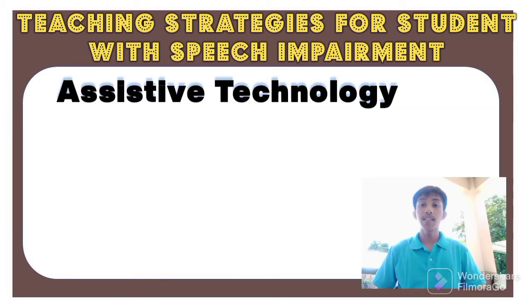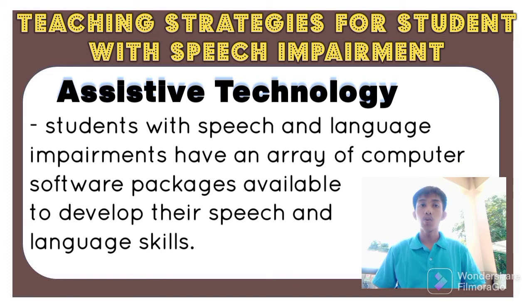Number 2. Assistive technology. Students with speech and language impairments have an array of computer software packages available to develop their speech and language skills. Students with speech impairment may use Augmentative or Alternative Communication (AAC). AAC is the use of symbols, aids, and techniques to enhance the communication process. This includes sign language and various communication boards.